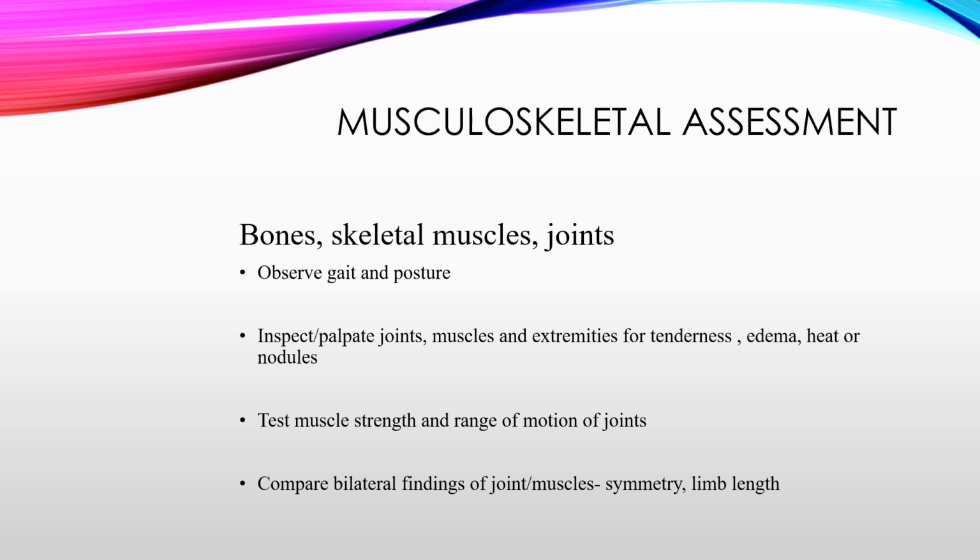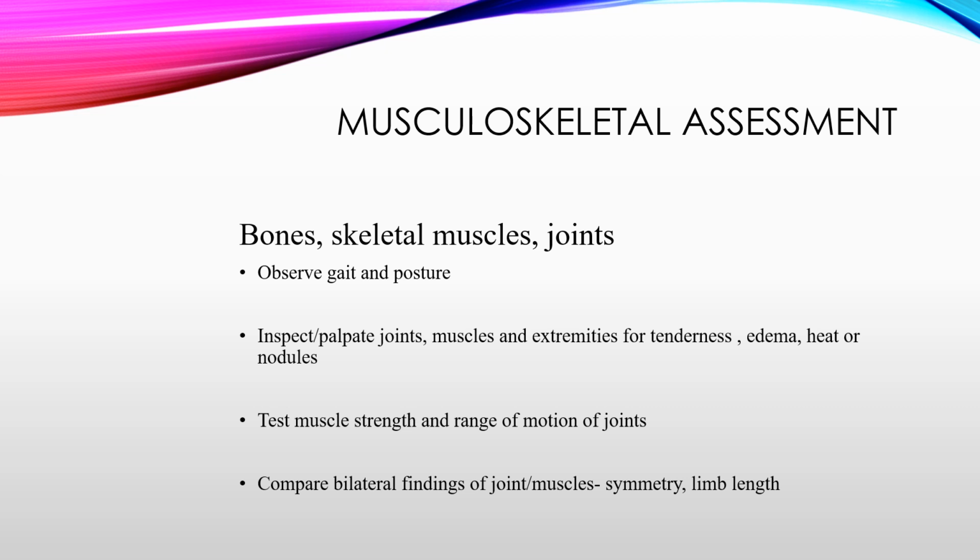So your musculoskeletal assessment includes bones, skeletal muscles, and joints. And we do several things when we're assessing your patient's musculoskeletal health. So we observe their gait and posture because it takes the strength of the skeletal muscles and the structure to hold somebody's posture, and also for them to have a symmetric gait. So we want to make sure that we're observing those things. That tells us a lot about your patient's status.